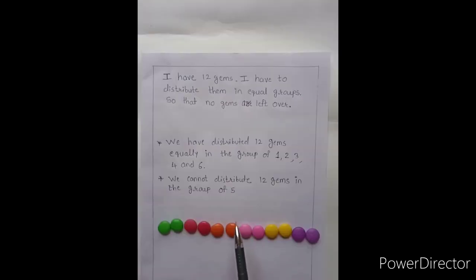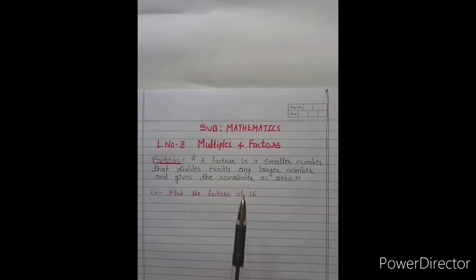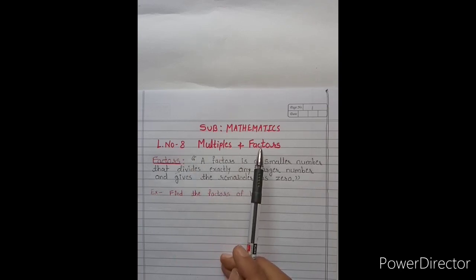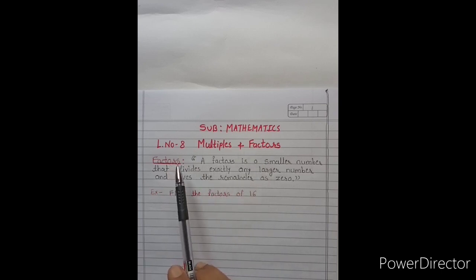So students, what do you understand by performing this activity? We have distributed these 12 gems equally in the group of 1, 2, 3, 4 and 6. We cannot distribute 12 gems in the group of 5. So students, today we are going to learn lesson number 8, multiples and factors. First we will see what is meant by factor.